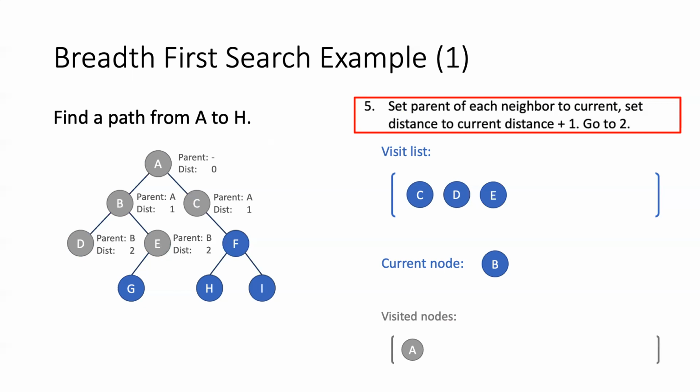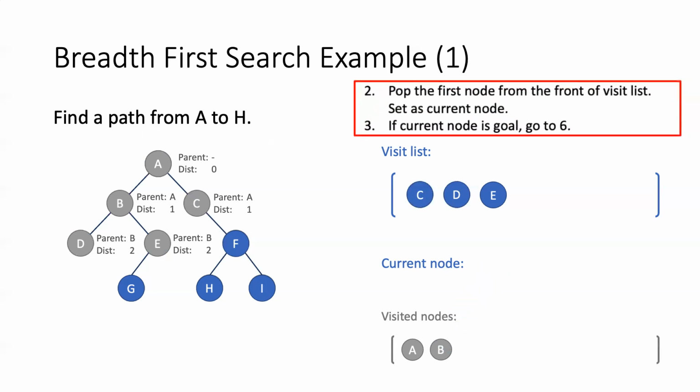Once we've done that, we've fully processed B, and we've done our search all the way through that node. So we can consider B to now be visited, and now we can pull the next node off of the visit list. Our next element will be C. So we take C off the visit list, and move all the other elements up. Then we check if C is the goal node H, which it's not, so we continue.